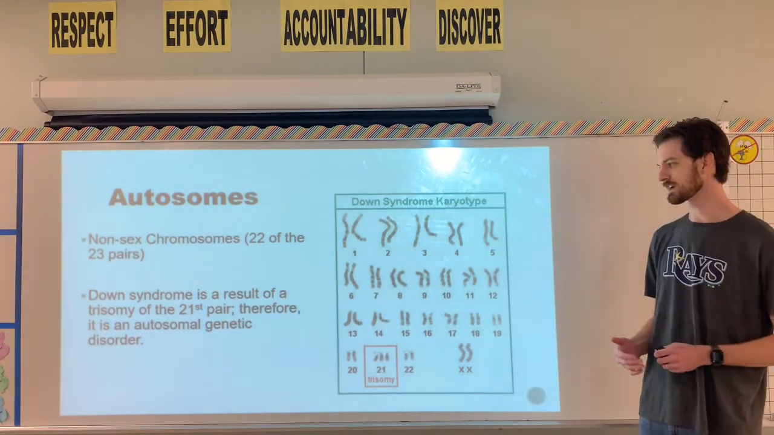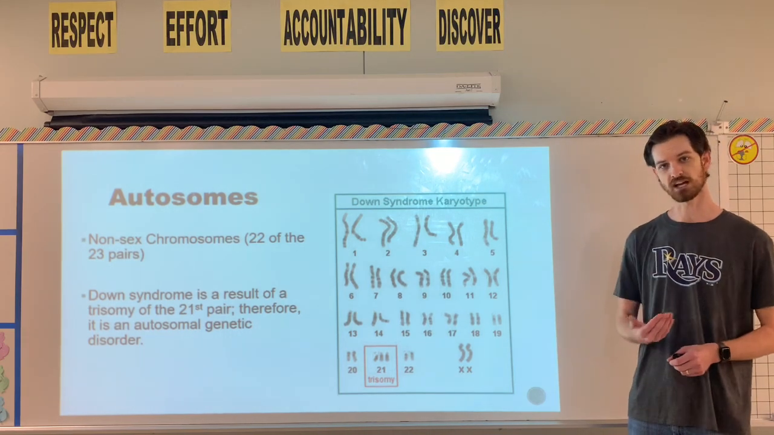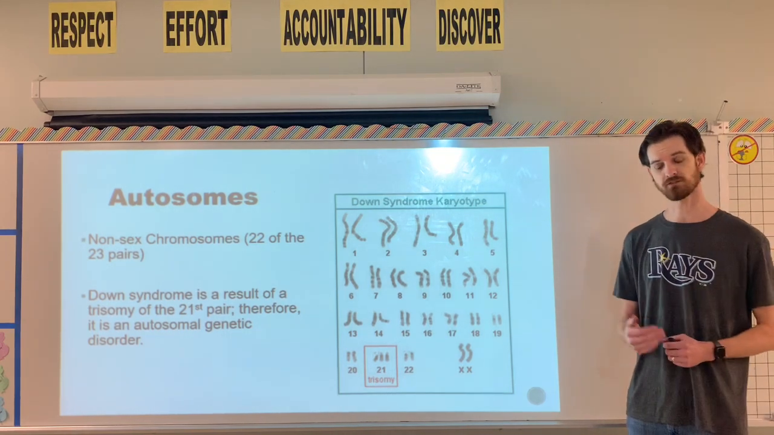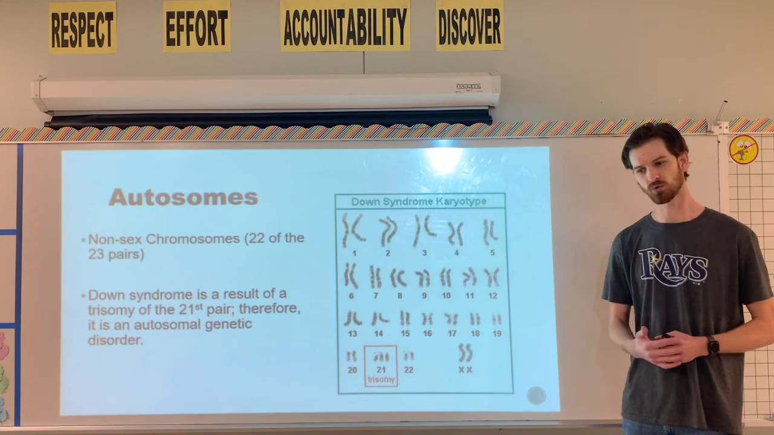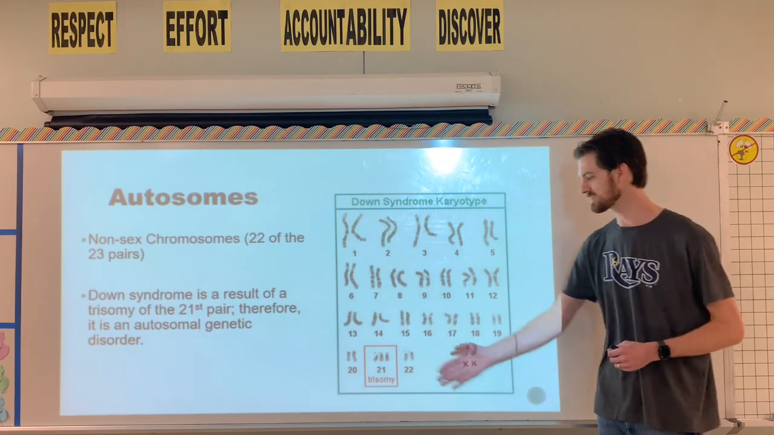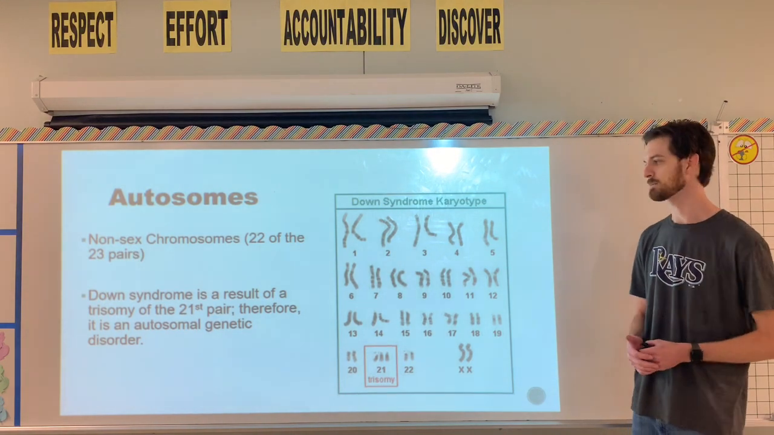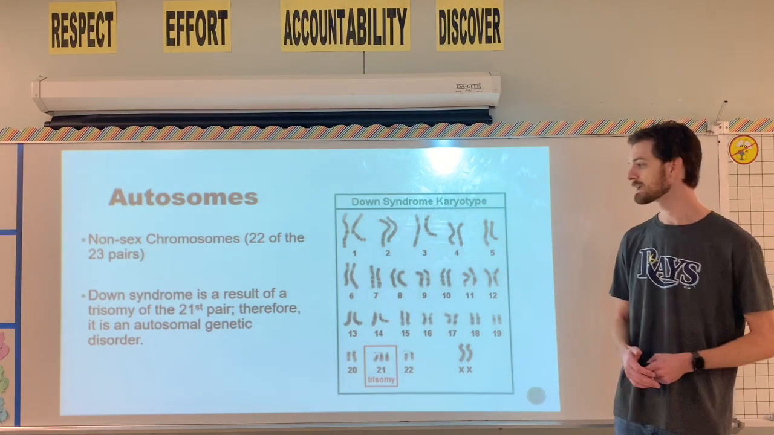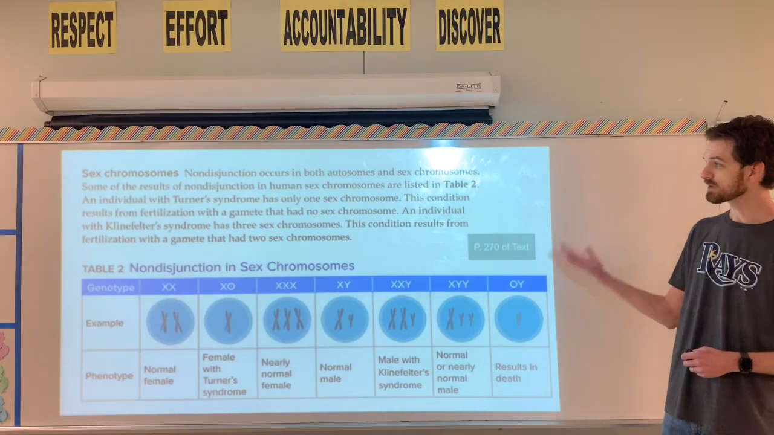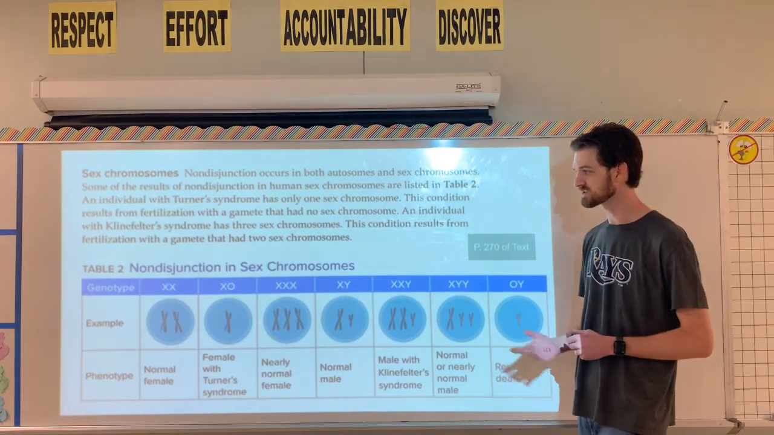So that's an easy way to identify it with a karyotype. And they do some testing for high-risk pregnancies, specifically with older females that are pregnant, to see if this might be a case. That way the family can be prepared for it and make sure that they have all the information they need.